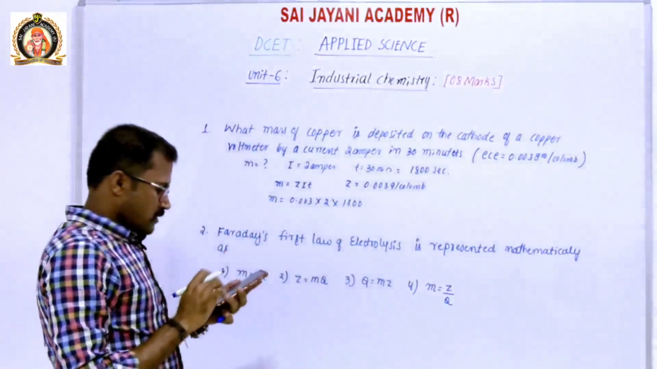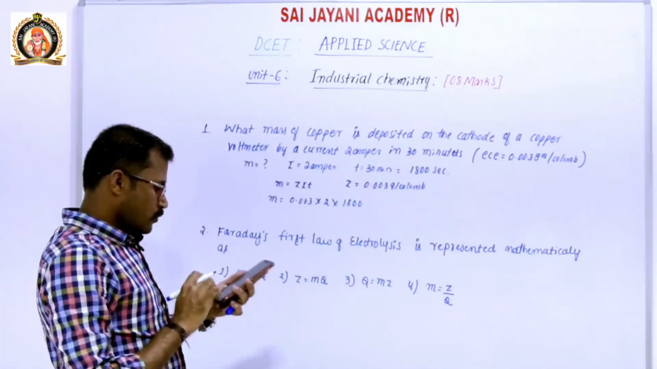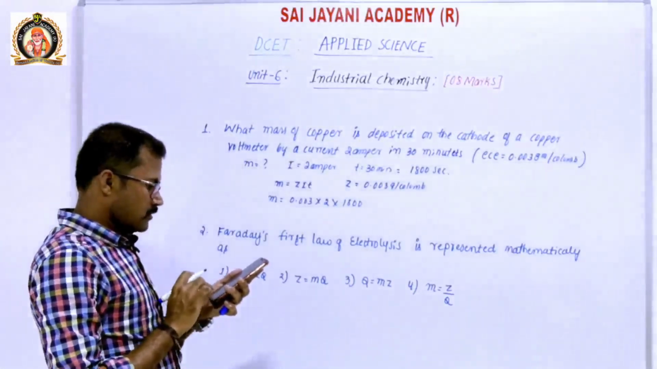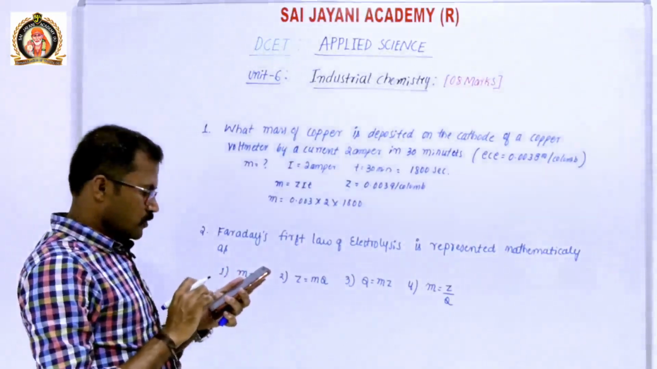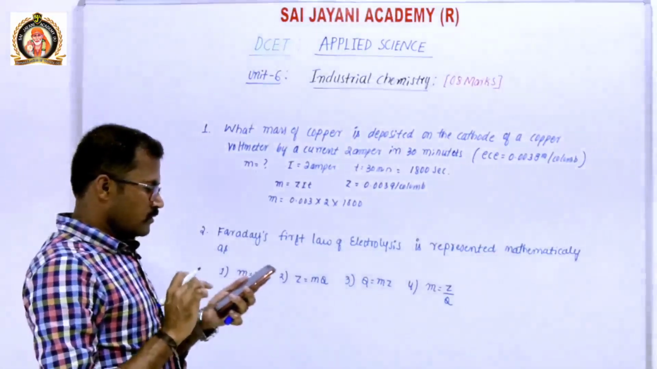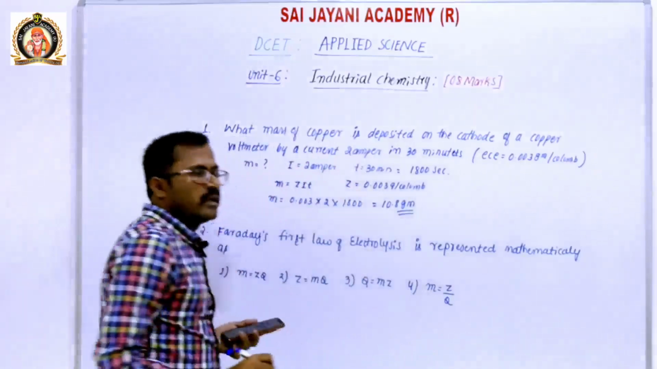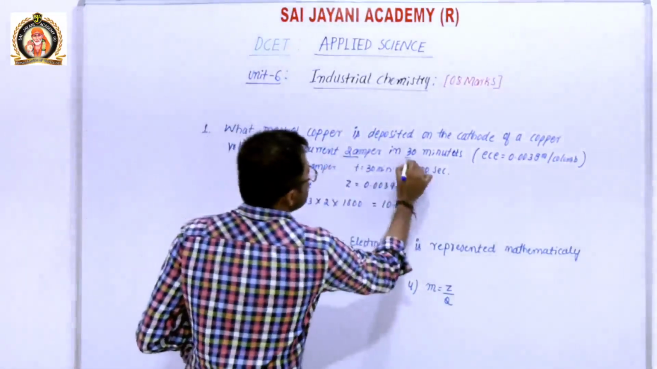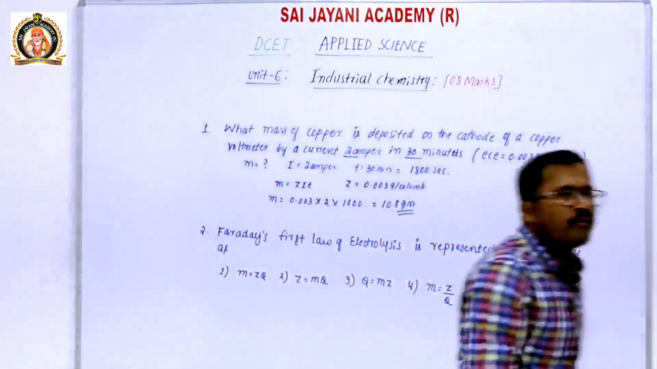So the product is 0.003 into 2 ampere into 1800, which gives the answer. So a mass of 10.8 gram is liberated when a current of 2 ampere is supplied for 30 minutes with a chemical equivalent of 0.003 gram per coulomb. This is the solution for this problem.